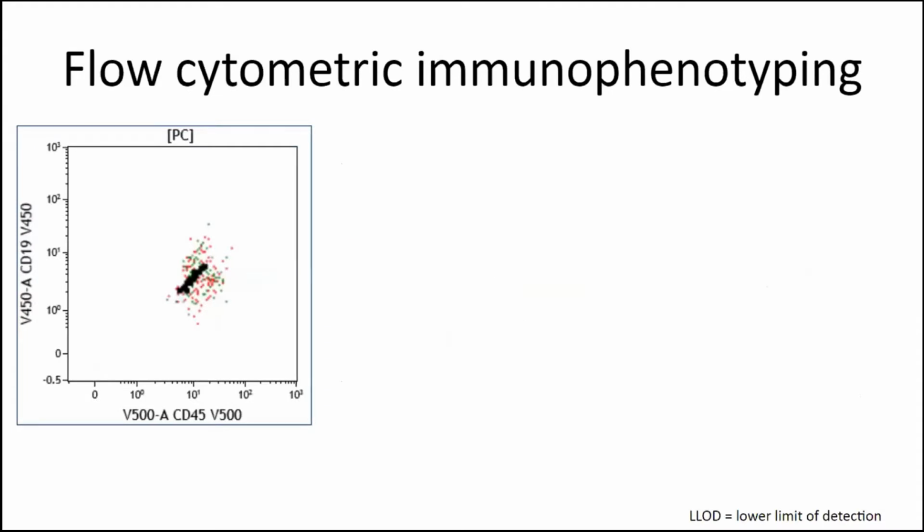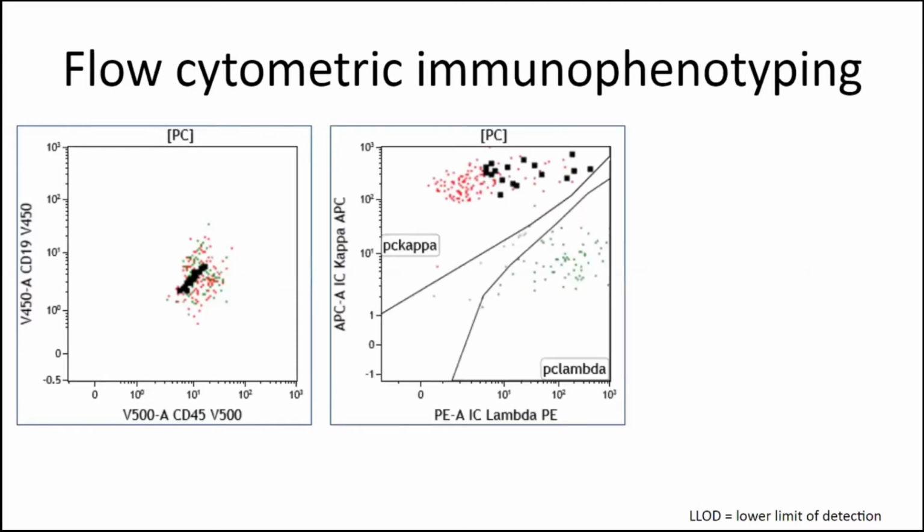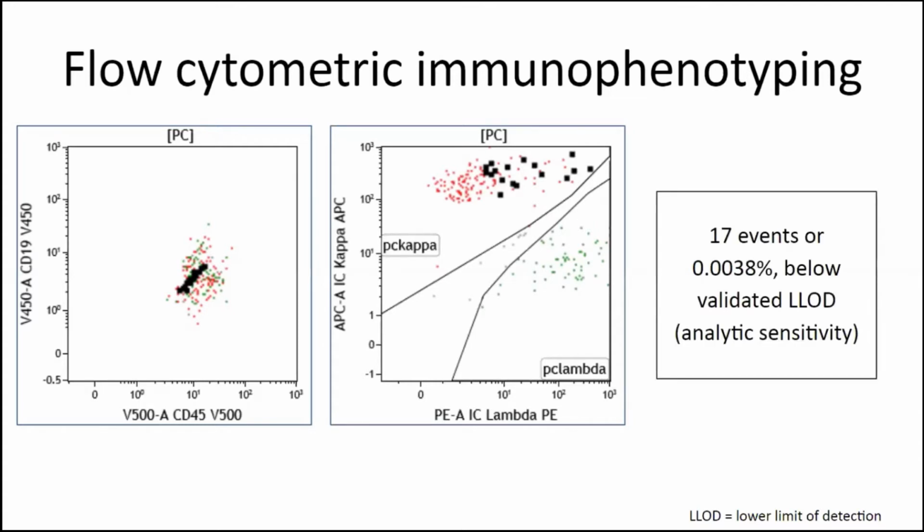The cells have CD19 and CD45 expression similar to the background plasma cells, and all of the suspicious events are kappa monotypic. This is completely consistent with her previous diagnosis, but there are only 17 events in the whole study, or less than 0.004% of events, which is below our lower limit of detection.